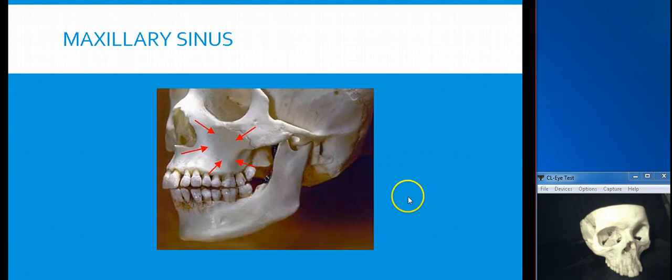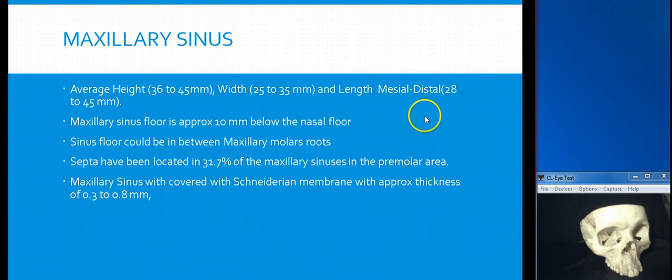All right. The next part we have to talk about is the maxillary sinus. The average height of the maxillary sinus, from the floor of the maxillary sinus to the superior wall, which is the orbit itself, ranges from 36 to 45 millimeters. The width is about 25 to 35, and these numbers make a difference when you're doing sinus lifts, obviously. The mesial distance is about 28 to 45 millimeters. The maxillary sinus floor is approximately 10 millimeters below the nasal floor.